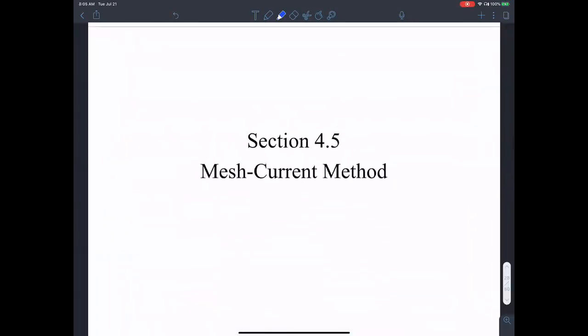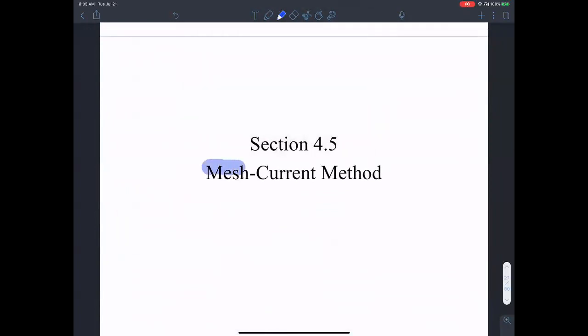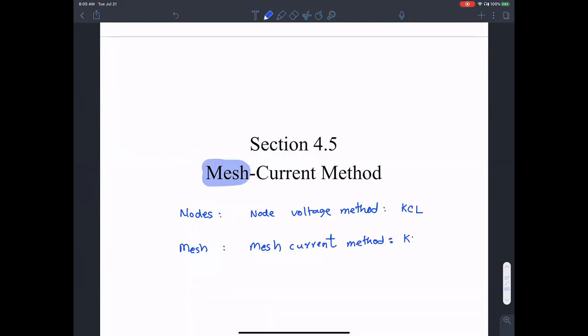So let's first try to understand what a mesh is. When you have nodes, you apply node voltage method, which is simply an application of Kirchhoff's current law at each node. When you have mesh, you apply mesh current method, which is simply application of Kirchhoff's voltage law around a mesh. So in order to apply that, we first have to define what a mesh is.